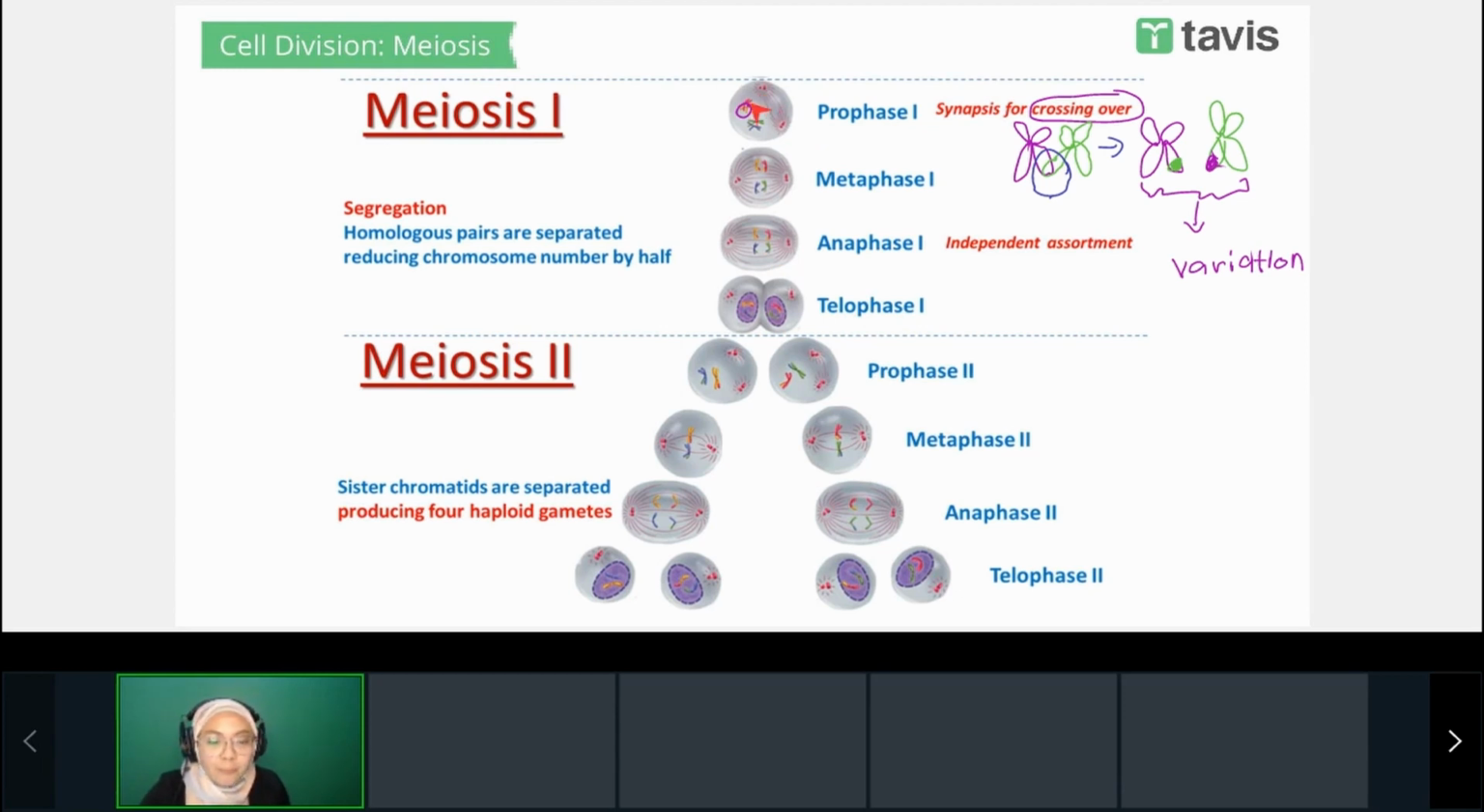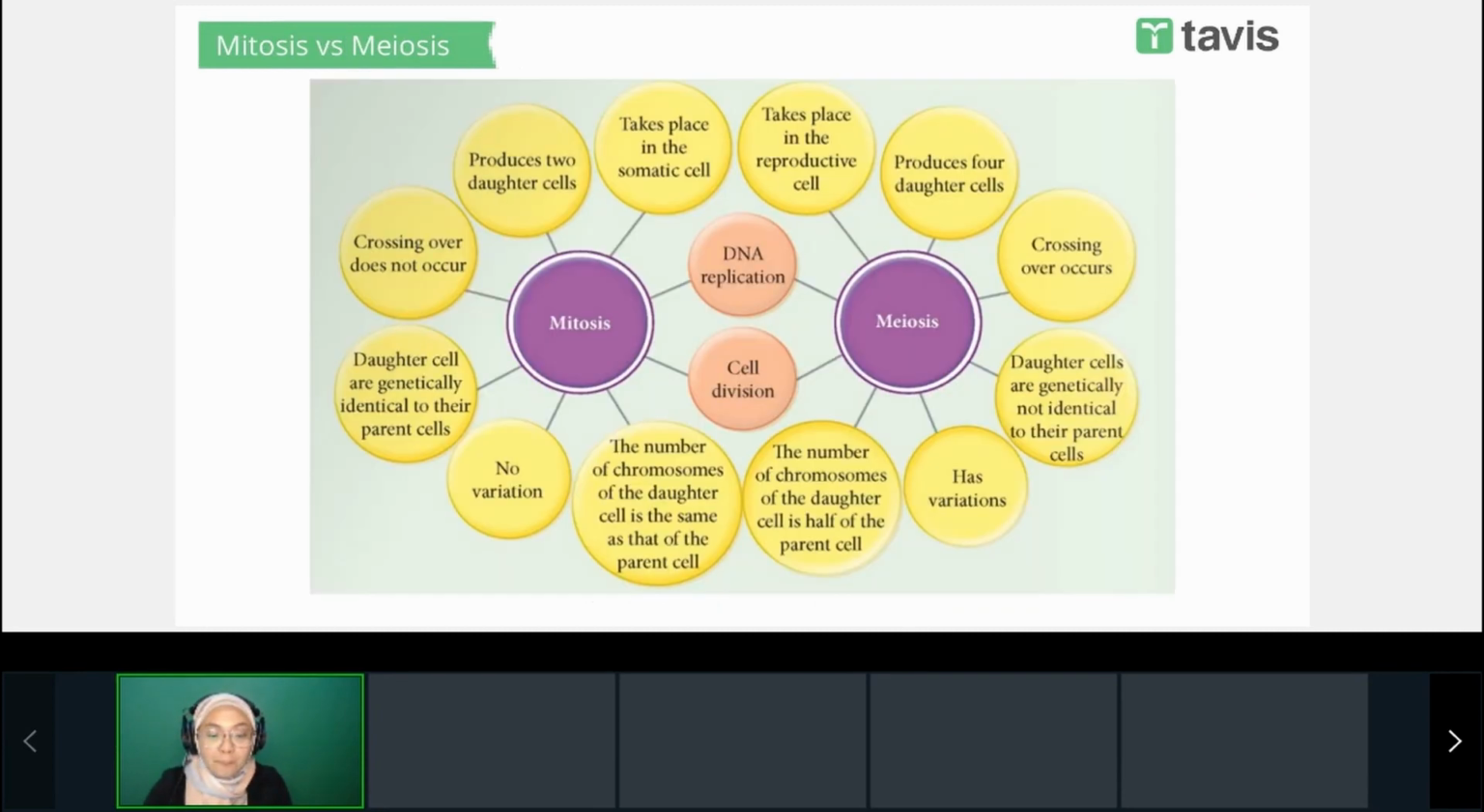It's starting from four chromosomes. At meiosis one, four chromosomes will become two chromosomes each. At the end of meiosis one, it has two cells, and each cell has two chromosomes. Then it will undergo meiosis two, and the end is still the same, like mitosis. In meiosis two, they have two chromosomes, so the end product is two chromosomes each. That's how it differs from mitosis.